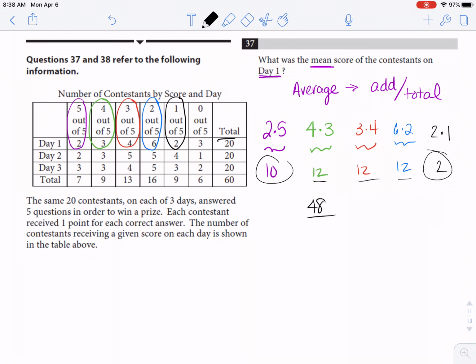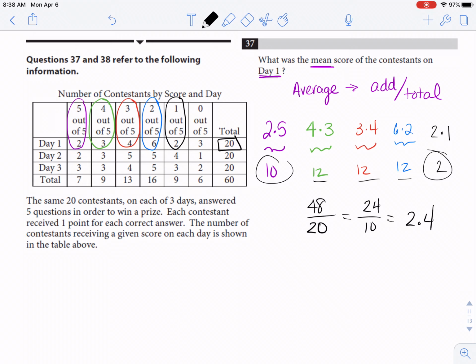How many total people were scored? 20. So this is a grid-in response. So you could get your calculator out and divide it. I actually divided it in my head and did 24 divided by 10. Cut them both in half, which means that this is 2.4. There's your grid-in response answer.